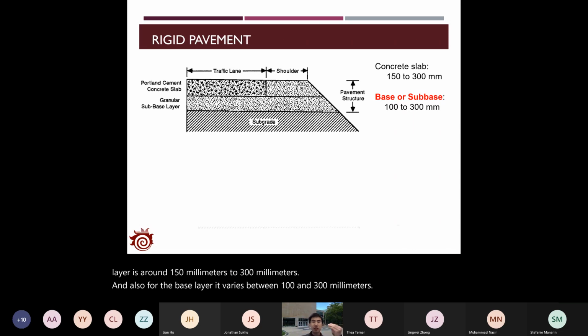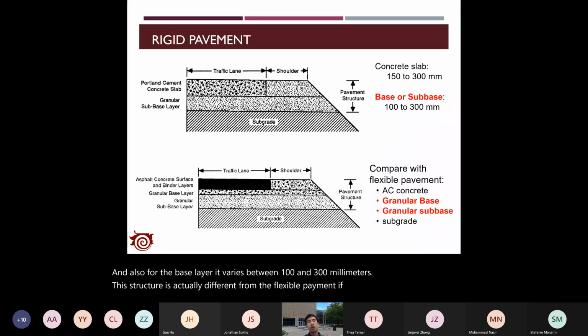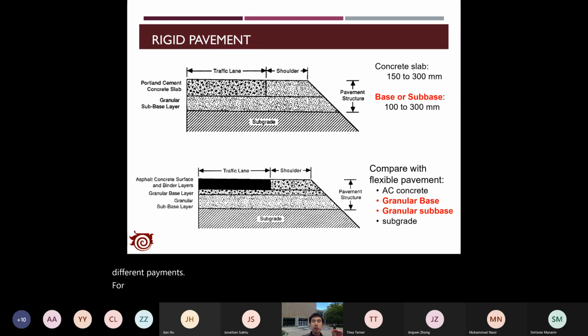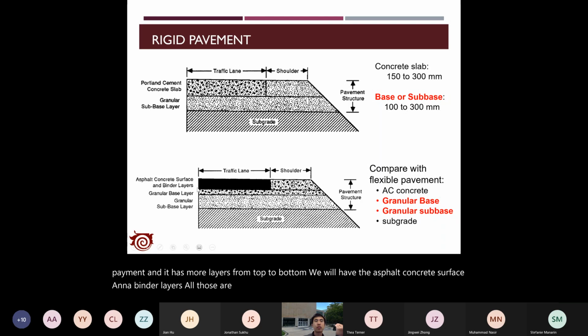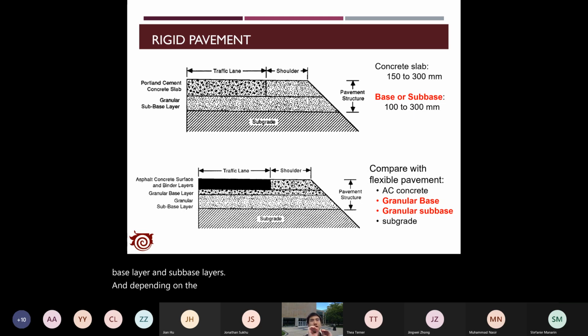This structure is different from the flexible pavement if we compare these two pavements. For the flexible pavement, of course, we have the subgrade, which would be the base of the pavement. And it has more layers. From top to bottom, we will have the asphalt concrete surface and the binder layers. All those are defined as the asphalt concrete layer. And we have the granular base and subbase layers. And depending on the loadings from the road traffic, the thickness of the pavement will also be different.